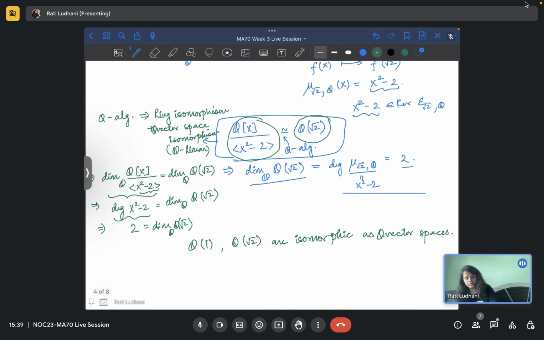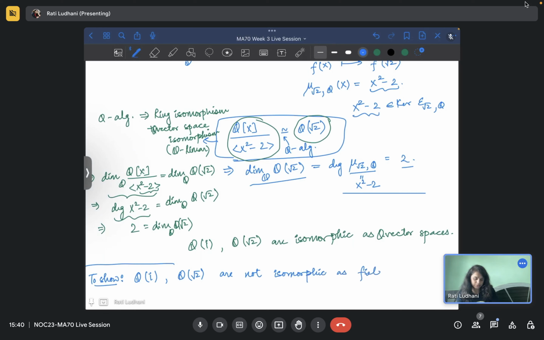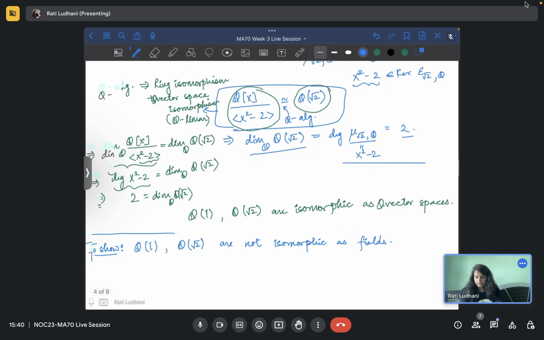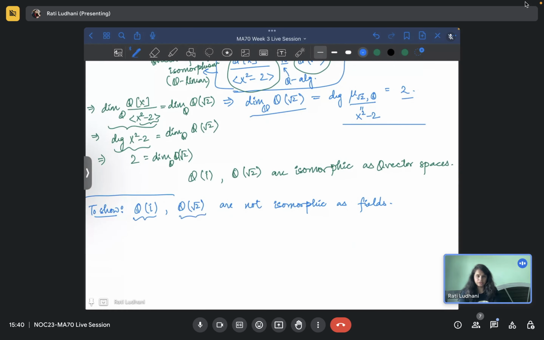Okay, so now we need to prove that Qi and Q root 2 are not isomorphic as fields. So let's see. Okay, so firstly, these are fields that we know now, because this is really the smallest field containing Qi for the first one, and the smallest subfield of C. So we should say the smallest subfield of C which contains Q and root 2.